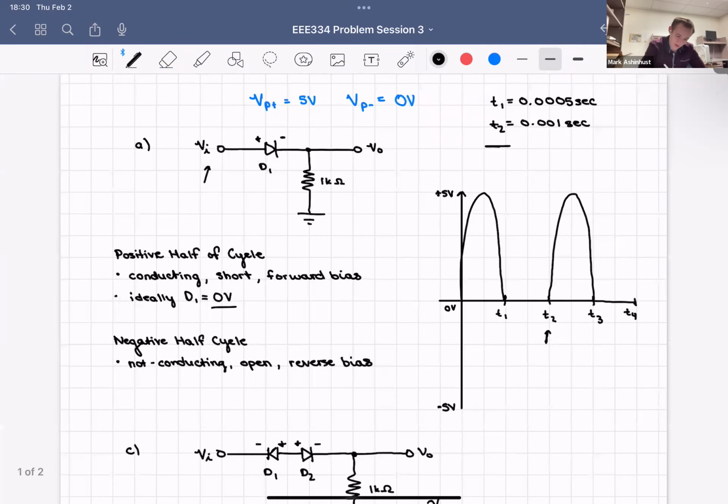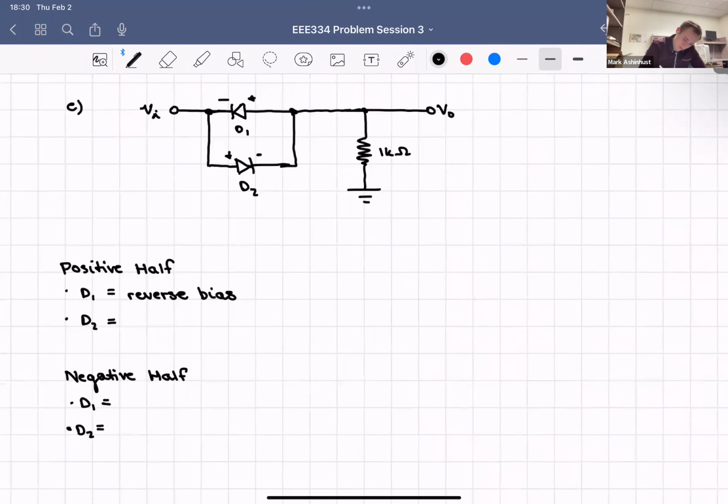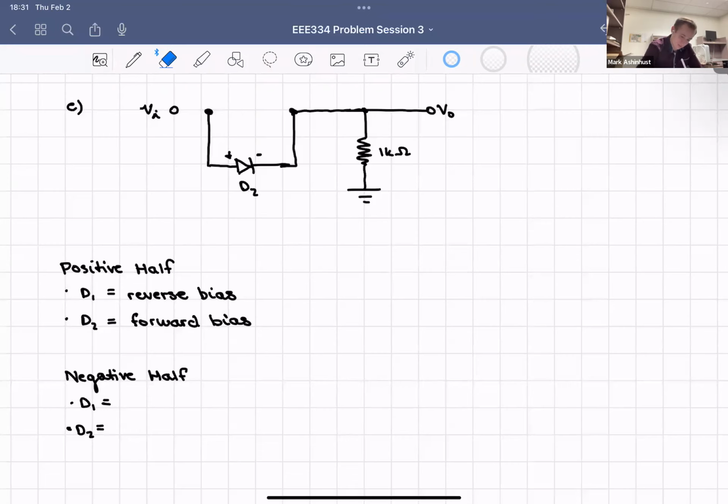We can see that back when we look at A, right? D1 here was conducting. So D2 will conduct. D2 is going to be forward biased. So thinking about that, are we going to get an output? Yes, we are going to get an output, because D1 becomes an open. And then D2 is just going to be a short. So we're going to go down, and then V out. Awesome. So we'll get all the voltage there.